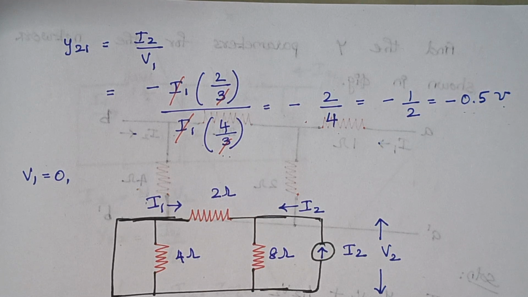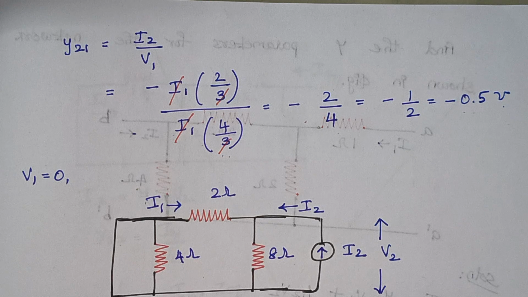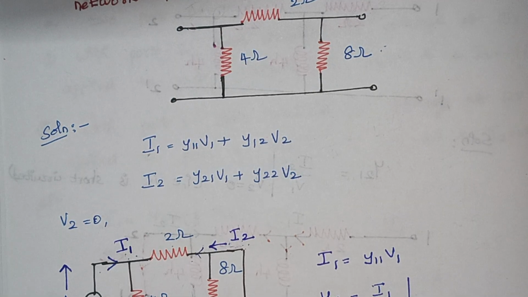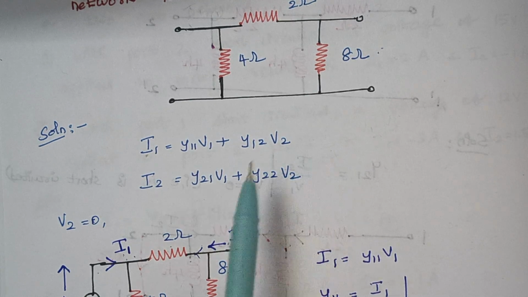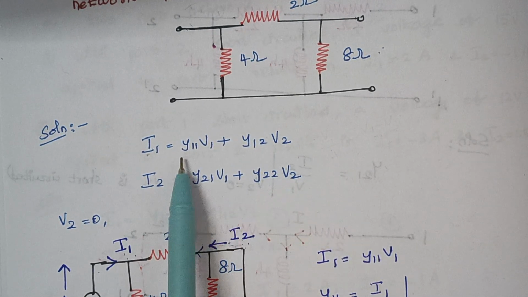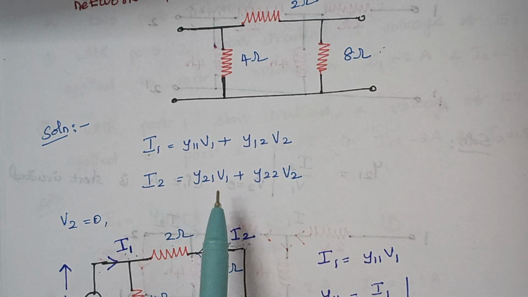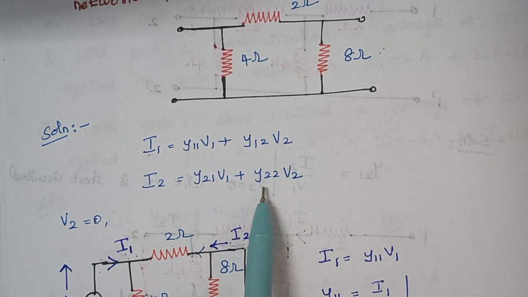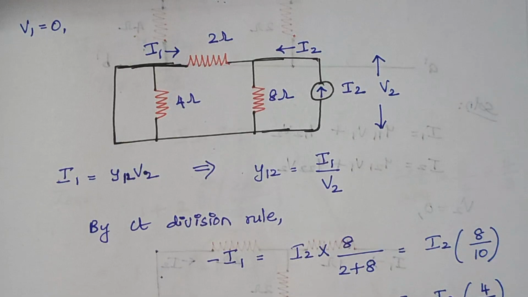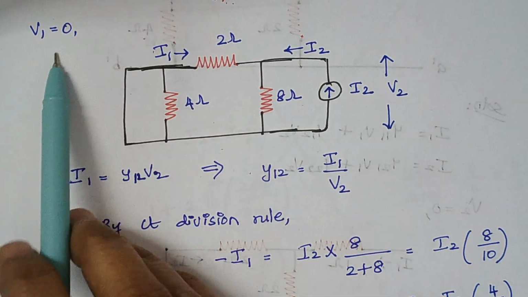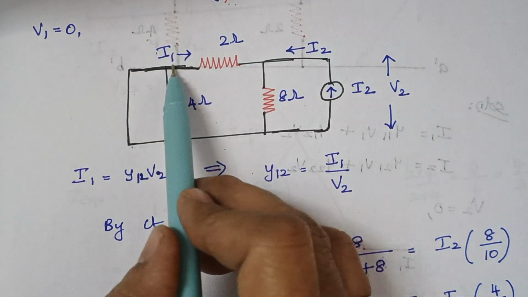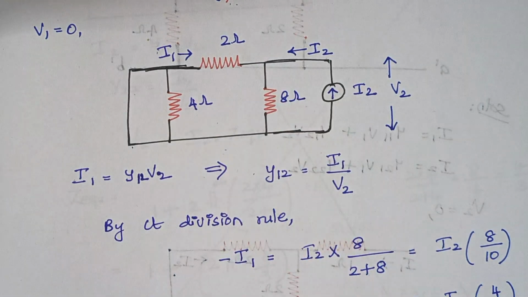So we have calculated two parameters, Y11 and Y21. Now we are going to calculate the remaining two. When you look back at the equation, previously we made V2 as 0 and calculated Y11 and Y21. Now we are going to make V1 as 0 and calculate Y12 and Y22. So here we are making V1 as 0, which means we are short circuiting the input port. And here is the current I1 and here is the current I2.